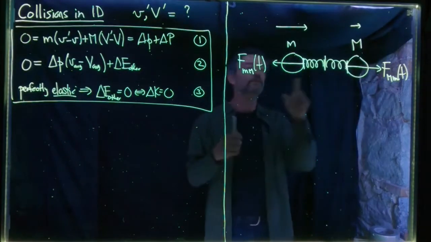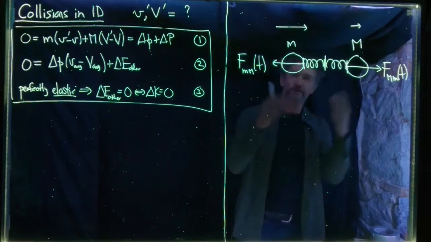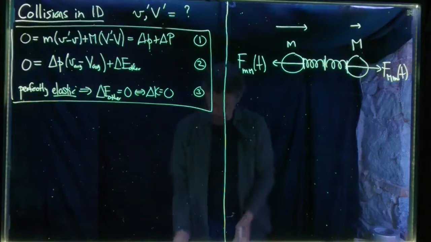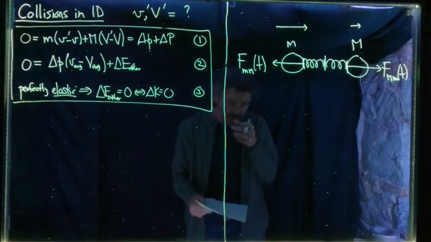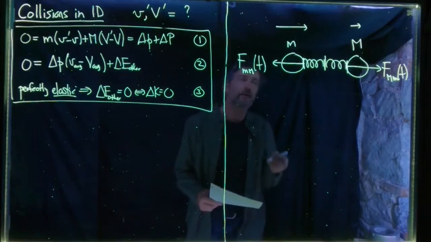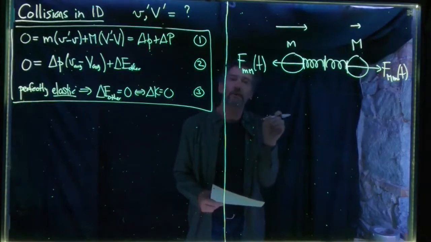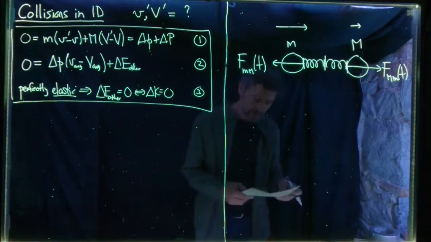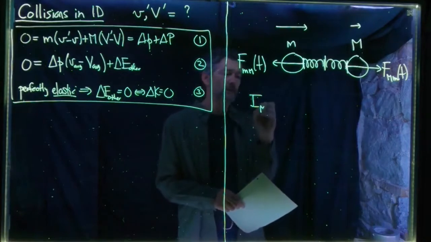All that's happening is momentum is being transferred from one system to the other by the action of forces acting over time during the collision. Okay, so we can say work done is force acting over distance, is energy transferred. Instead of work done, force dot displacement, we have impulse, which is force acting over time.